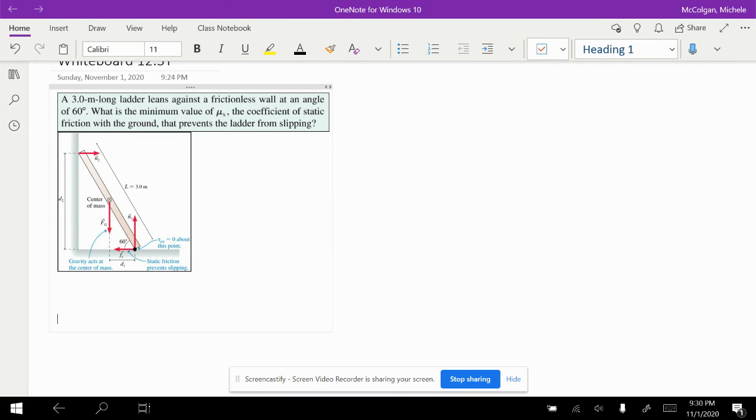A 3-meter long ladder leans against a frictionless wall at an angle of 60 degrees. What is the minimum value of the coefficient of static friction with the ground that prevents the ladder from slipping?